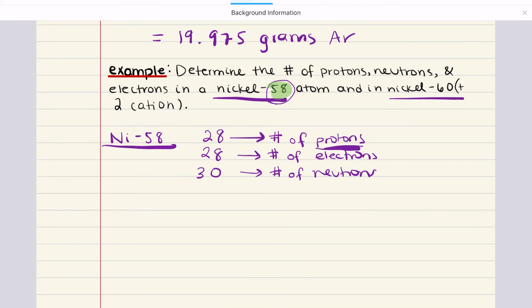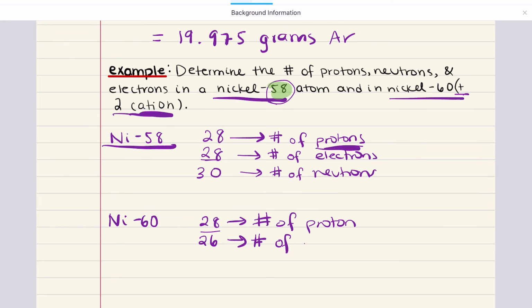Now let's do nickel 60, and it tells us here that this is a +2 cation. What that means is our number of protons stays the same because we're still dealing with nickel, and nickel is defined by having the same number of protons, the same atomic number, which is 28. It tells us this is a +2 cation. That tells us how many electrons are lost. Remember, cations form from loss of electrons, and this is a +2 cation, which means you lose 2 electrons. And so the number of electrons is no longer 28, it is going to be 26. That is the number of electrons.